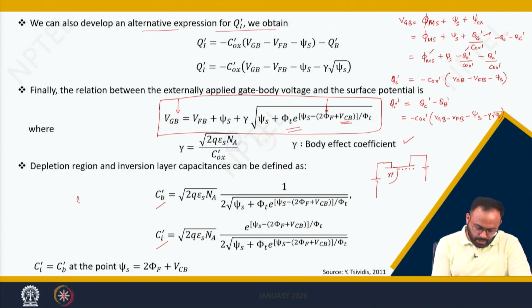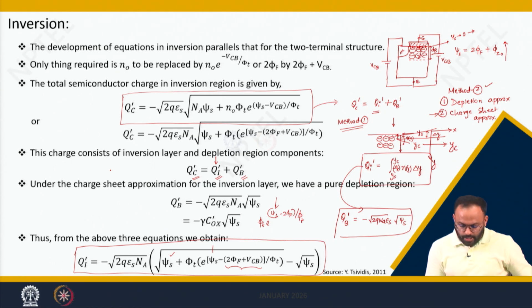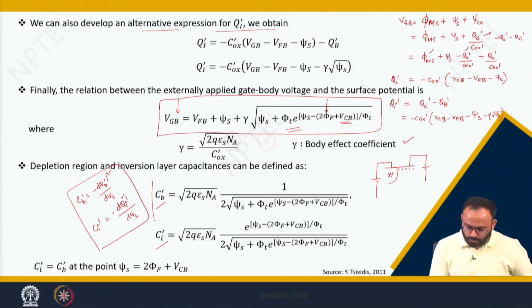Following the same equations, we can simply derive the capacitance in bulk and inversion. Cb dash is equal to minus delta Qb dash divided by delta psi s, or change in bulk charge with respect to change in surface potential. Similarly, Ci dash can be defined as minus dQi divided by d psi s. So, using the equations of inversion charge and bulk charge from the previous slide, we can simply differentiate with respect to surface potential and get this closed form equation.